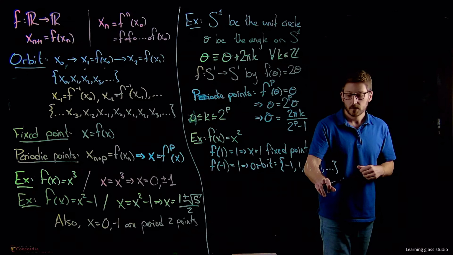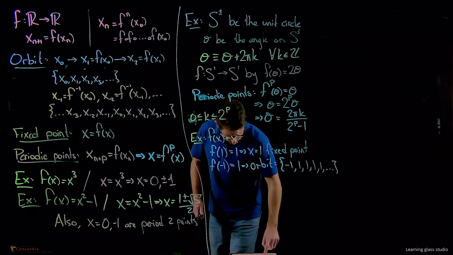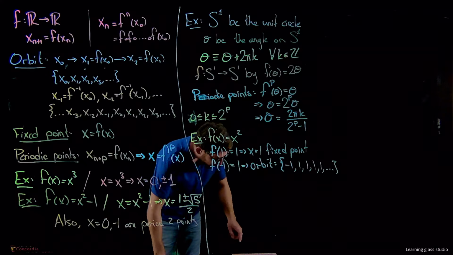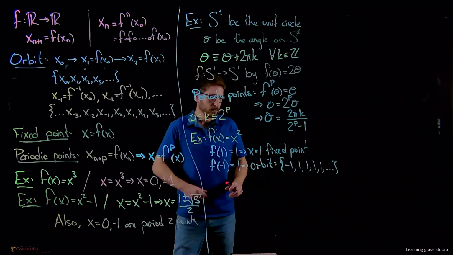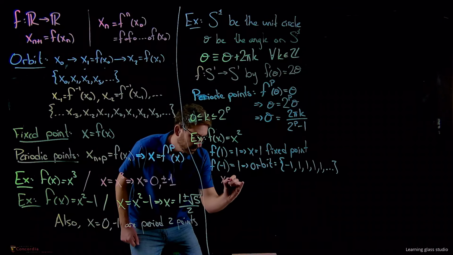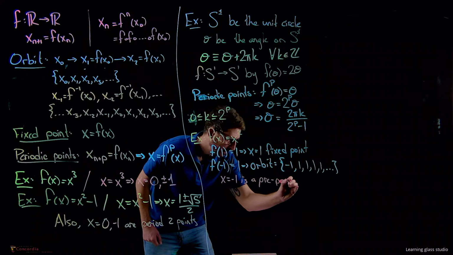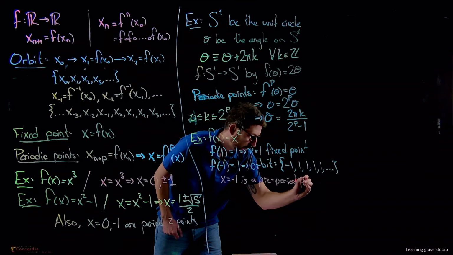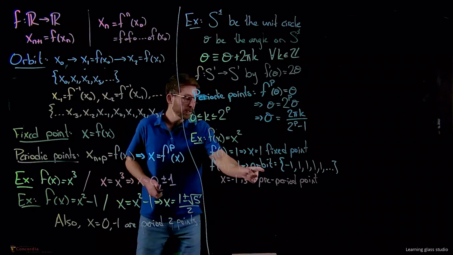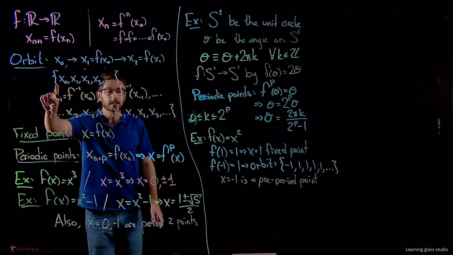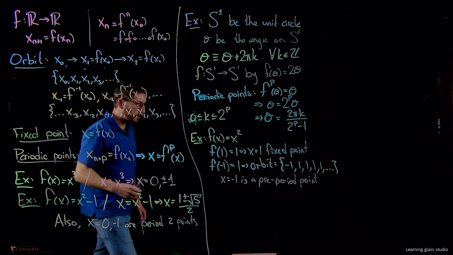constant sequence. However, it didn't start at a fixed point. So in this case, we would call this a pre-periodic point. So x equal to minus 1 is a pre-periodic or prefixed point. So it maps into a fixed point. Another way of thinking about a pre-periodic orbit is a sequence that is eventually constant. That's how we should think about this.